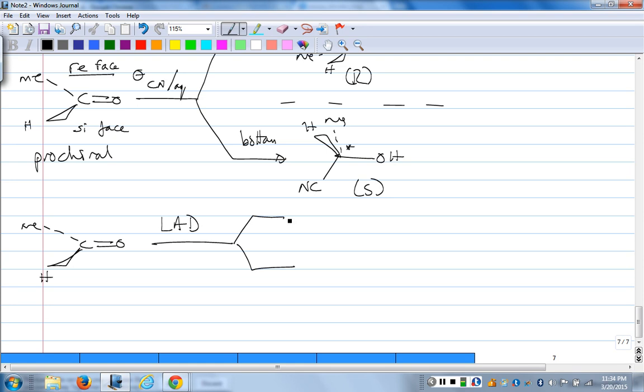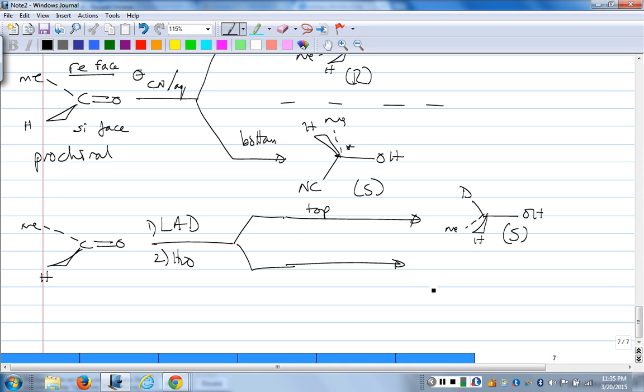If I get attack from the top, what I'll make is this compound, LAD followed by water. I'll make this compound, methyl H. First, second, third. I'm going this way, which looks R. This is actually the S compound.